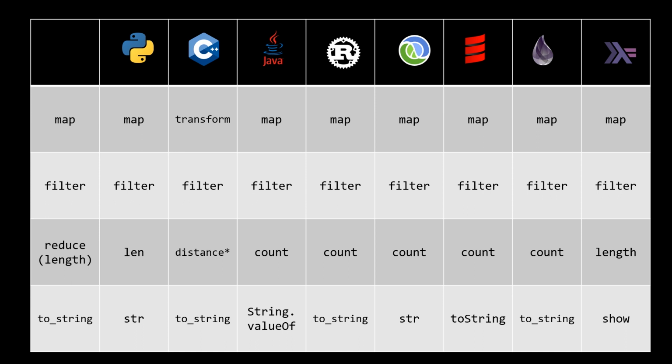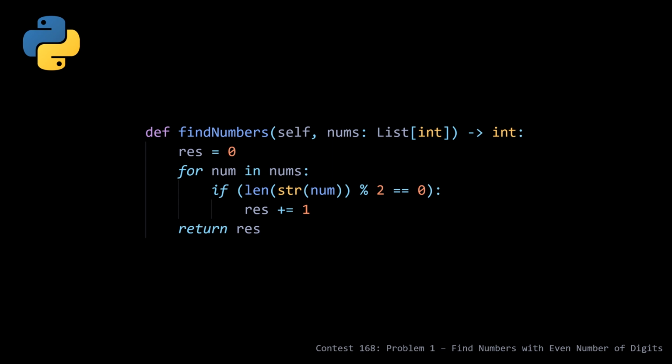So let's move on to our code solutions. First, we're going to take a look at 3 different Python solutions. The first one from Python is a non-functional programming style. This is typically what you'll see for beginners who are learning Python.